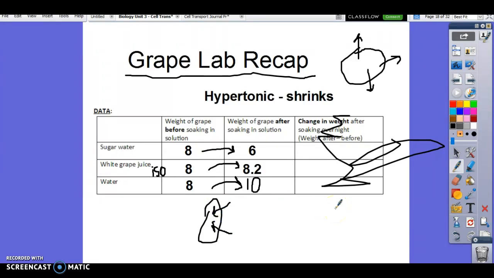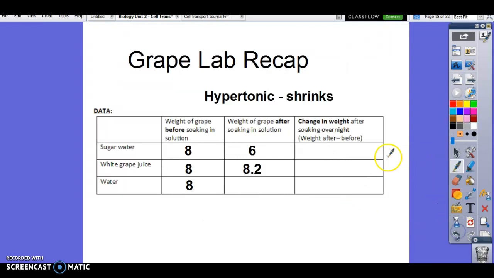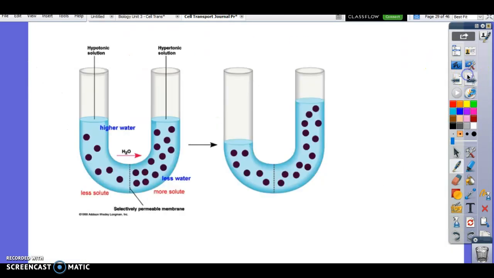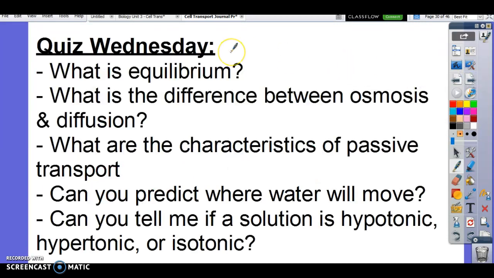I just wanted to recap that because I know I wasn't here for that for a lot of you. Today we're going to practice osmosis a little bit more. We're going to have a quiz on Wednesday, 7 or 8 questions, just a quiz online. Here's what's going to be on that quiz. I'm going to flip through to the quiz here. I will email this to you. Actually, it's already been emailed to you. Check your email. I will email this list to you and to your parents.